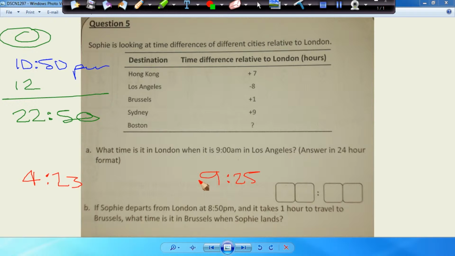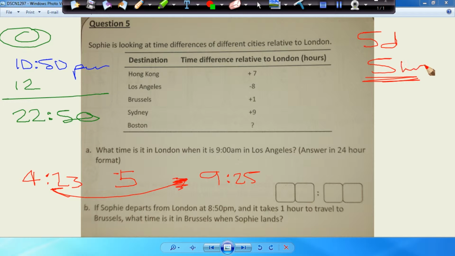Can anybody say straight away what the answer is? From here to here, how many hours is it? 5 hours. So the question was how many hours behind? So this here is 5 hours behind that. So 9:23 minus 5 hours will give you this. So the answer for 5 part D is 5 hours behind. 5 hours is the answer. Okay, part E now.